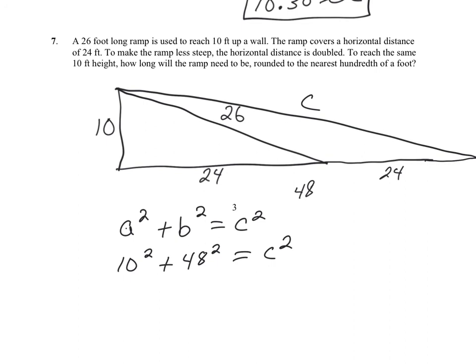All right, and it also says here round to the nearest hundredth, so that's 2 decimal places. So you're going to square both numbers, add those squares together, and then take the square root of your answer.